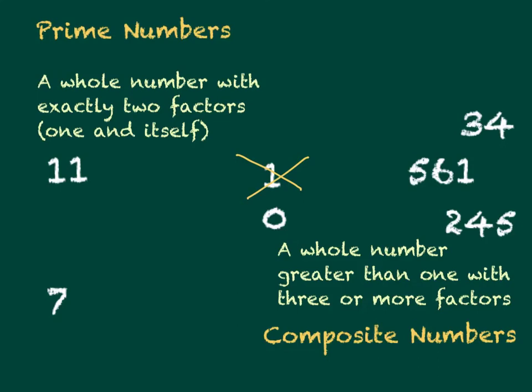Same thing with the number 0. It does not have 2 factors. 0 would be the only number that goes evenly into 0. So 0 and 1 are exceptions. They are neither prime nor composite.